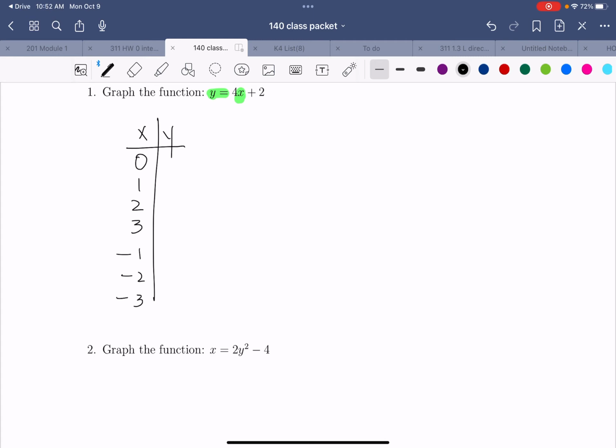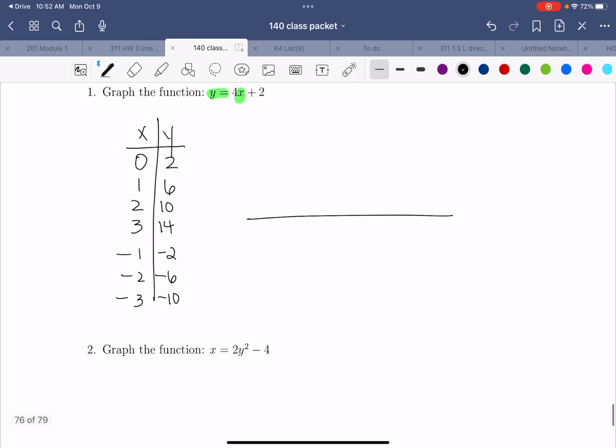So 0 times 4 is 0, plus 2 is 2. 1 times 4 is 4, plus 2 is 6. 2 times 4 is 8, plus 2 is 10. 3 times 4 is 12, plus 2 is 14. -1 times 4 is -4, plus 2 is -2. -2 times 4 is -8, plus 2 is -6. And -3 times 4 is -12, plus 2 is -10.